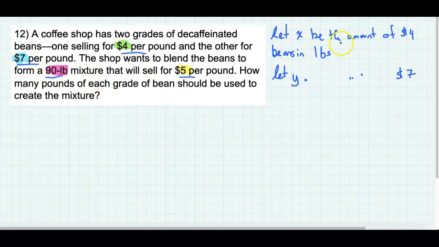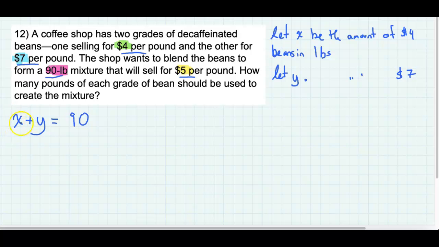So if we add the total amount of $4 beans and the total amount of $7 beans, they're going to add up to 90 pounds. So we can say that x plus y, the total of each type of bean, is going to be 90 pounds, right?